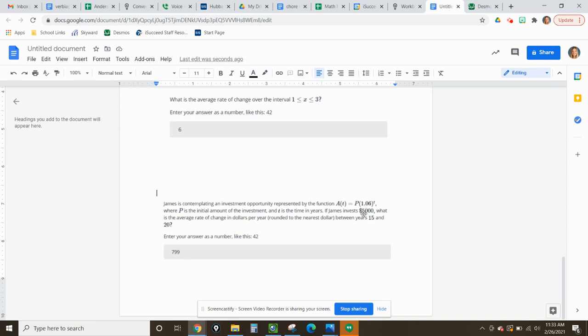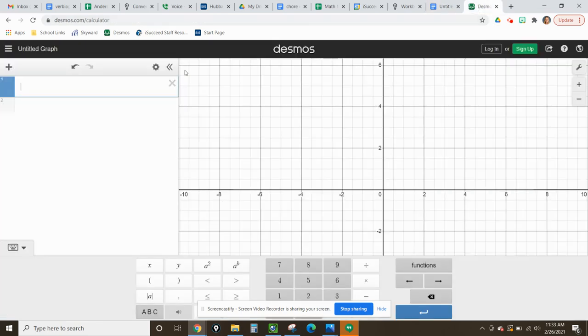The initial value is 5,000, so you're going to put 5,000 right here. And then you have times 1.06^t, where t is years. And we're looking for years 15 and 20, and we're going to find the difference between years 15 and 20. So you can use any calculator. I like desmos.com if you've never used it. It's just handy and it's right there on your computer.